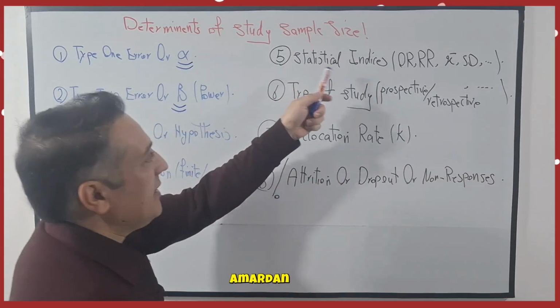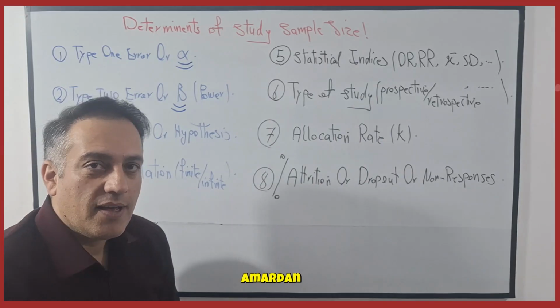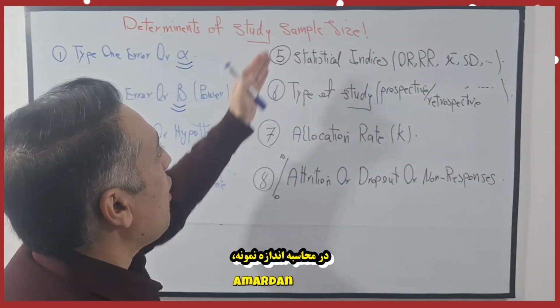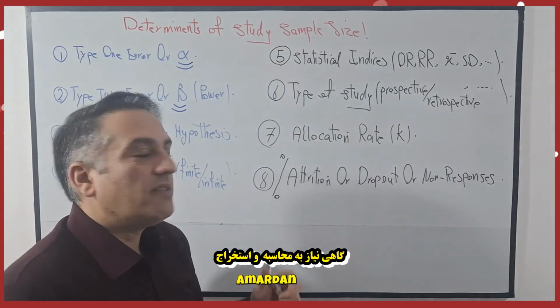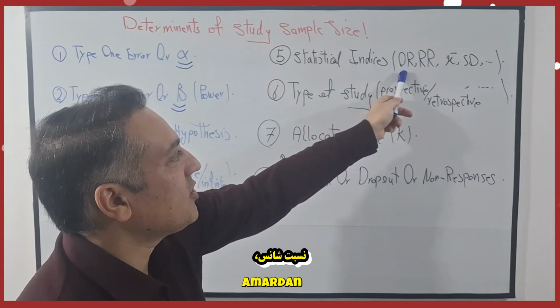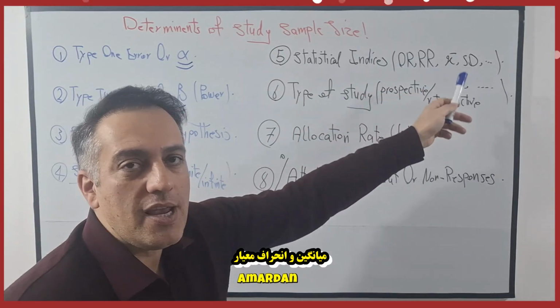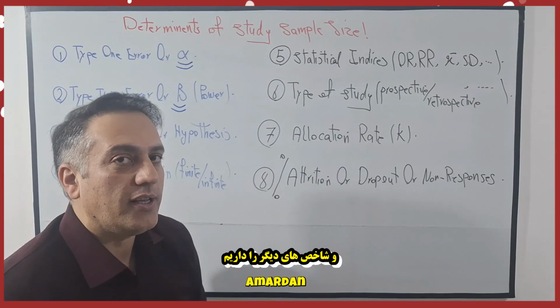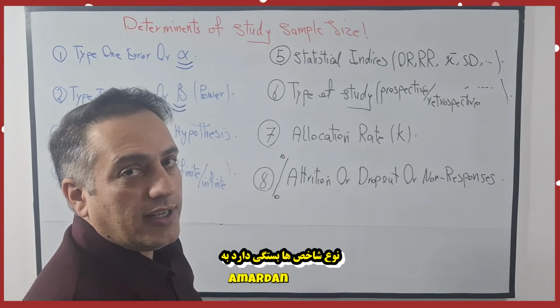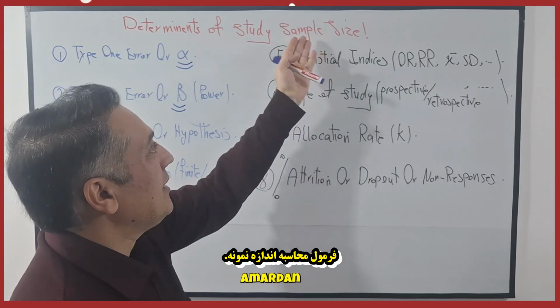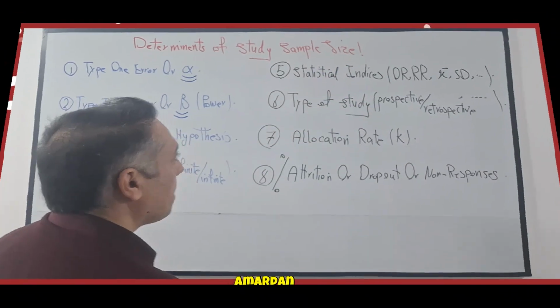And fifth, statistical indices. In computations of sample size, sometimes we need to extract the odds ratio, relative risk, mean, standard deviation, and some other indices. It's related to your sample size formula.